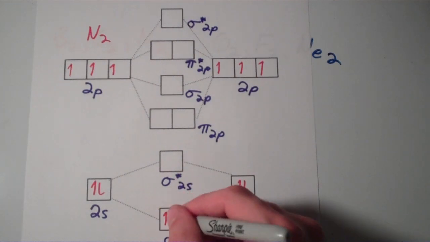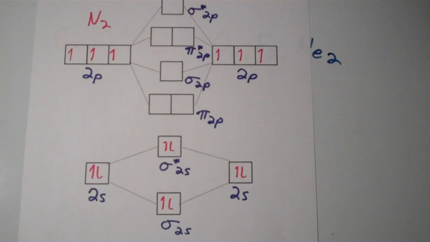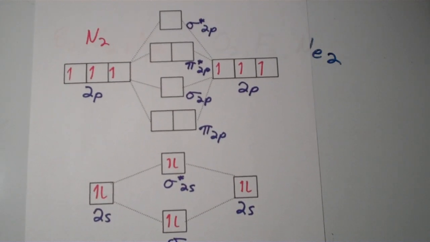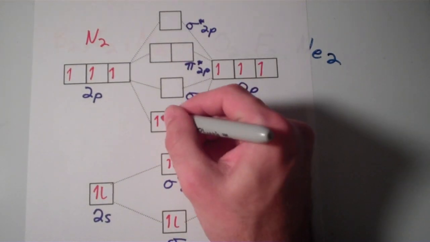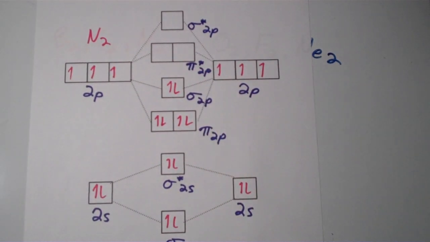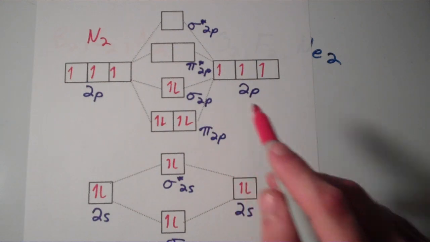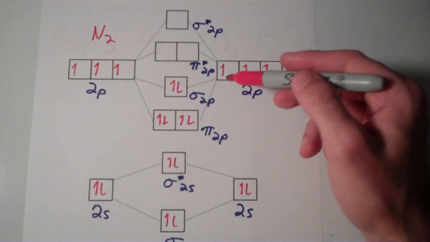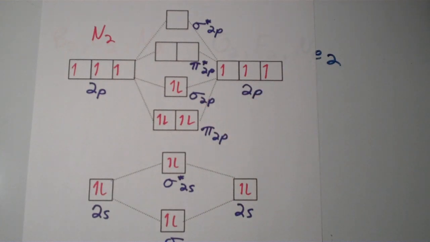So these are all going to be filled up once we do the molecular orbitals. The sigma 2s and the sigma 2s star, those are always filled up. And now we have 6 electrons coming in, so it looks like this is 1, 2, 3, 4, 5, 6. So now the pi 2p and the sigma 2p molecular orbitals, these are all bonding molecular orbitals. These are all filled.